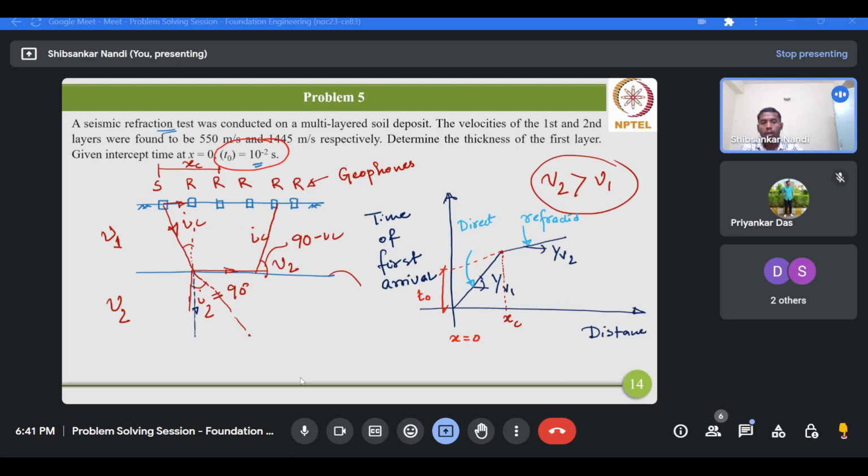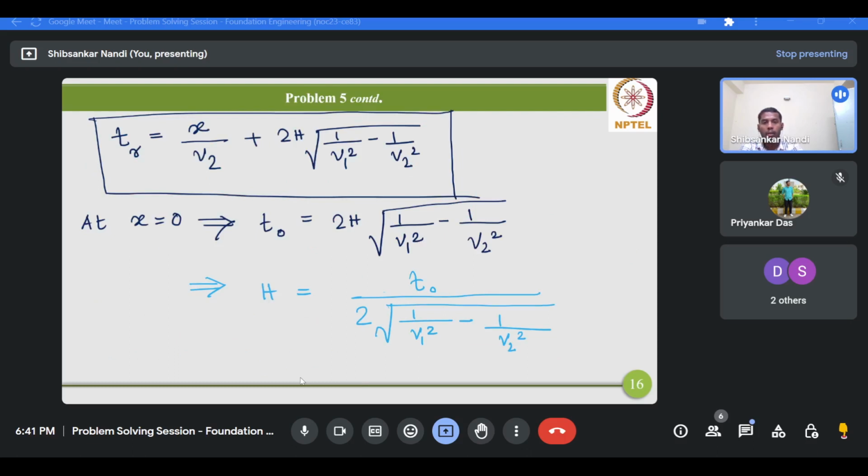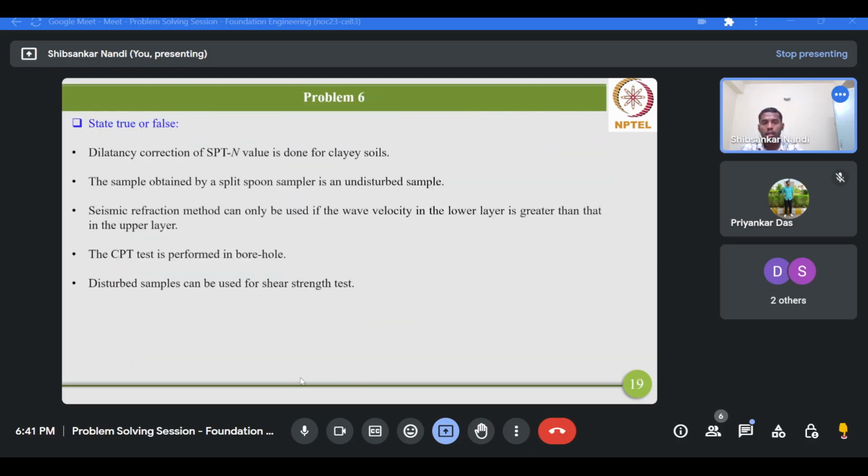If not, then we have only one problem for this session, and then we'll be winding up. The final problem for this session is to state true or false. There are 5 statements, and we can easily answer this question, because so far we have the knowledge about all these statements. We'll consider these statements one by one.